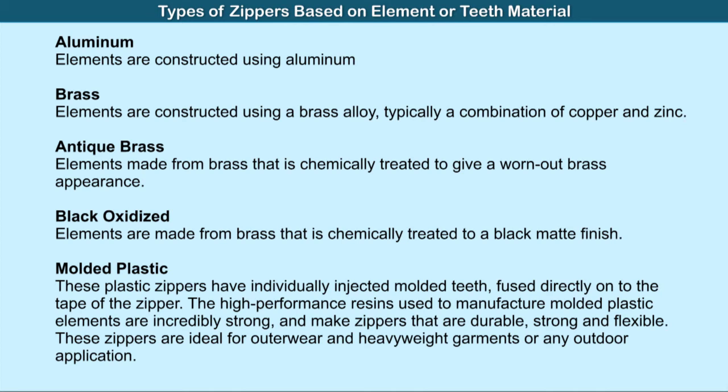Brass. Elements are constructed using a brass alloy, typically a combination of copper and zinc. Antique brass. Elements made from brass, that is chemically treated to give a worn out brass appearance. Black oxidized. Elements are made from brass, that is chemically treated to a black matte finish.